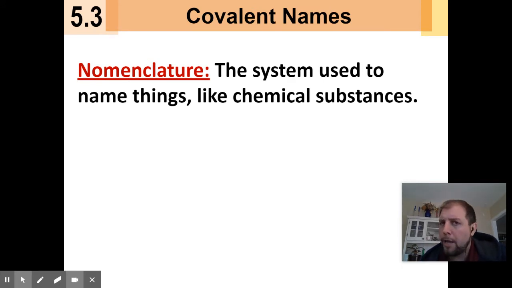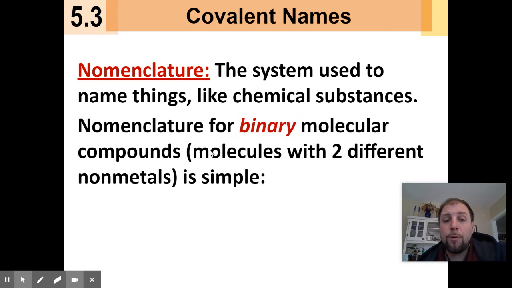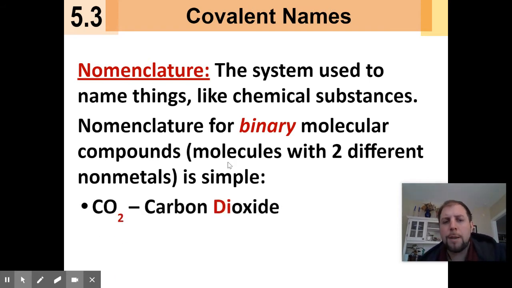Now, just like with any language, when you have to learn it, you have to start simple, right? Like if this were Spanish class, you'd be like, me gusta, no me gusta. Well, what I'm going to talk about here is the me gusta, no me gusta version of naming covalent compounds. Okay, we're going to go real simple. We're going to start with binary molecular compounds. These are compounds with two different nonmetals in them. All right, it's simple. Here are some examples.